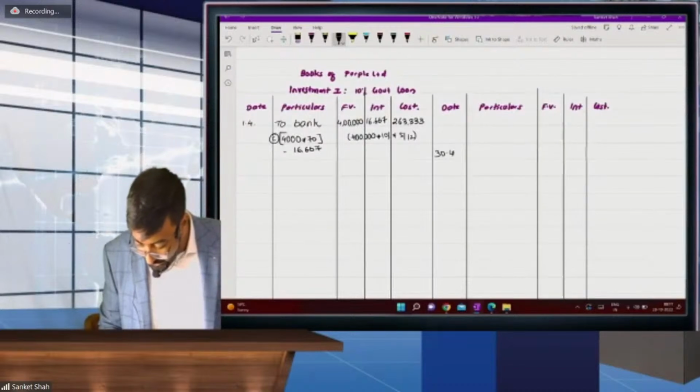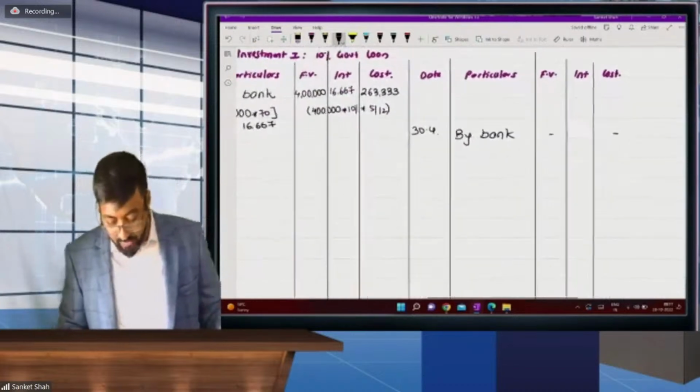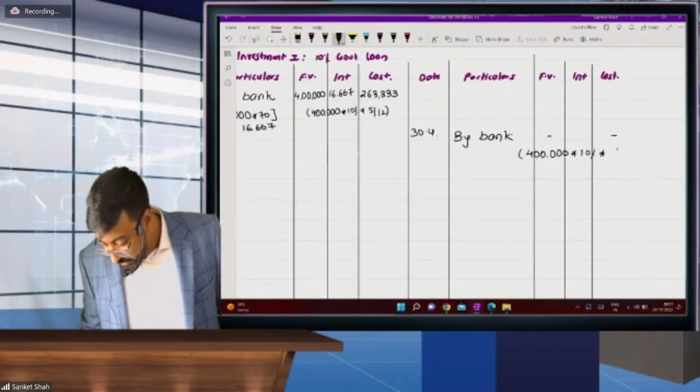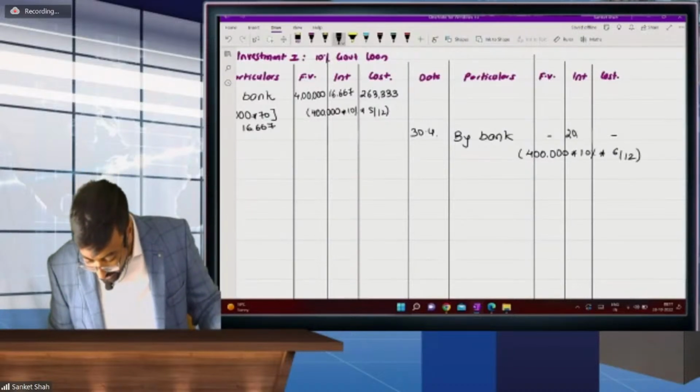Next date, 30th April. By bank. Interest received, beta. 4 lakhs into 10% into 6/12. 20,000.